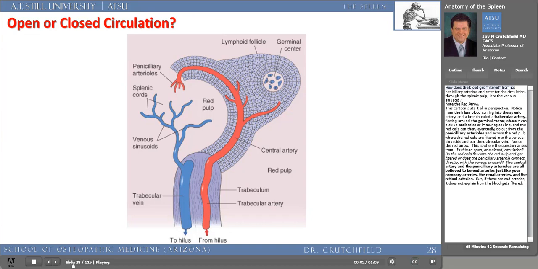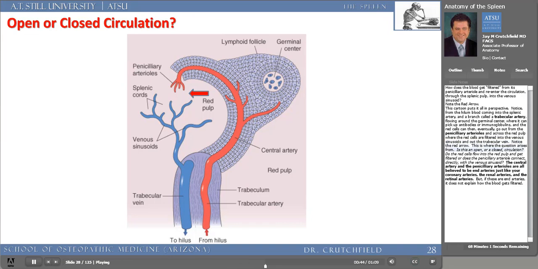This cartoon puts it all in perspective. Notice from the hilum, blood coming into the splenic artery, and then a branch called a trabecular artery, flowing around the germinal center where it can pick up antibodies or immunoglobulins. And then the red cells can eventually go out from the penicillary arterioles and across the red pulp where the red cells are filtered into the venous sinusoids and out the trabecular vein. Notice the red arrow. This is where the question comes. Is this an open or a closed circulation?